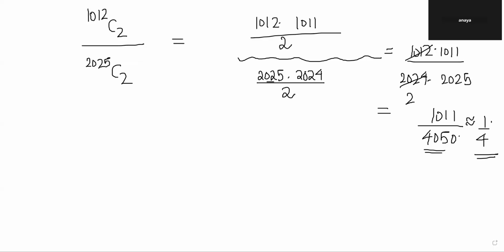So by stars and bars, that gives us 1012 C2 ways to do it. Now, without any restrictions of odd and even, the total number would have been 2025 C2. And we are dividing them to get the required probability. Correct? Correct.